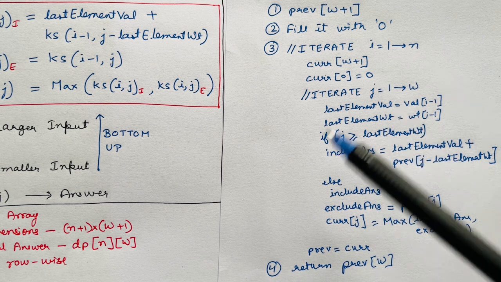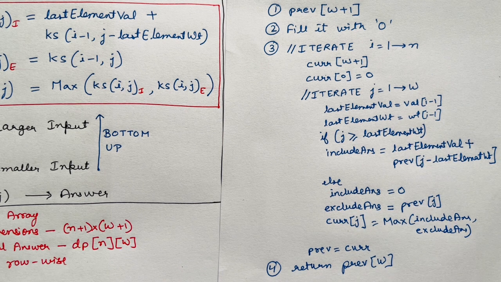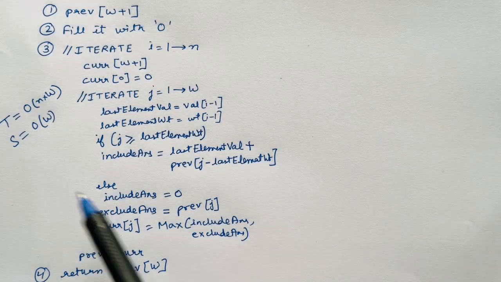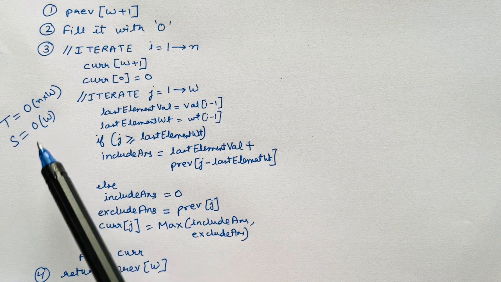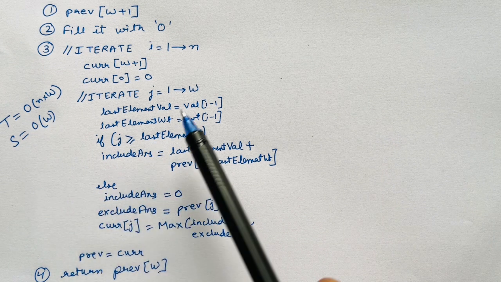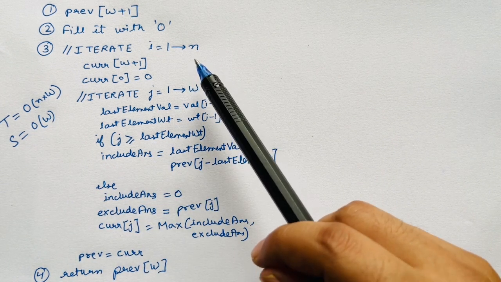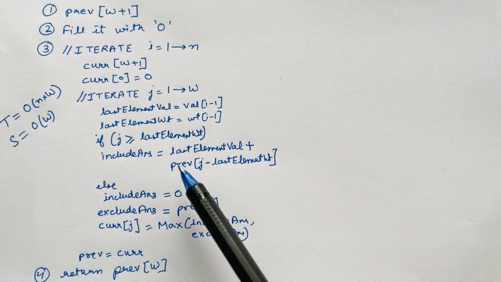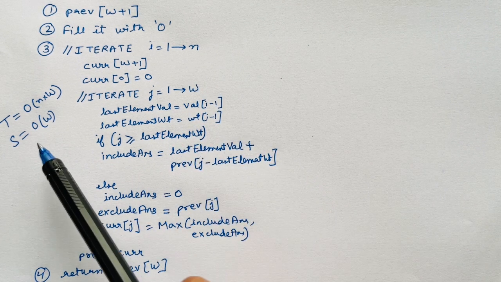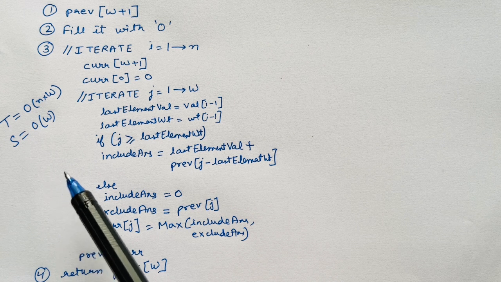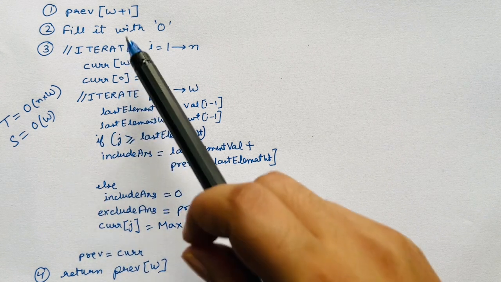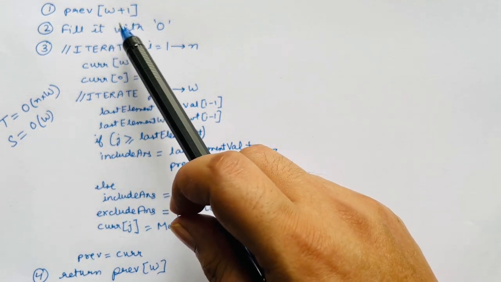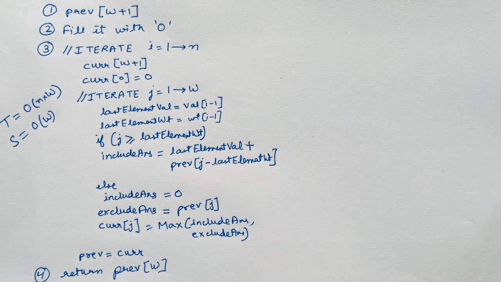Now what will be the time and space complexity for this algorithm? Time complexity will be big O of n into W because we are figuring out the answer for every combination of n and W. The space complexity will be big O of W because we are only using two rows of size order of W, previous and current.